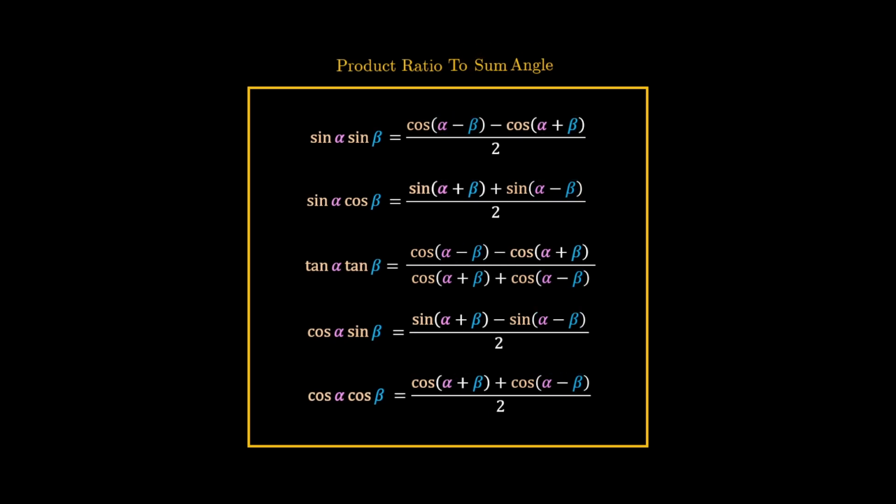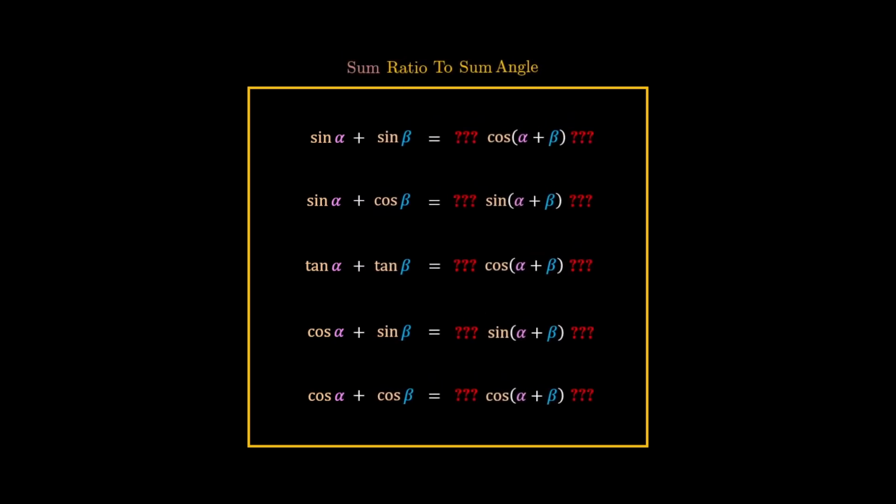Now we saw product of ratios. How about sum of ratios? So sum of these ratios in terms of sum of angles. How will we get that?